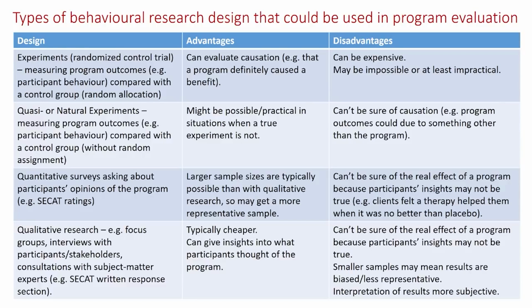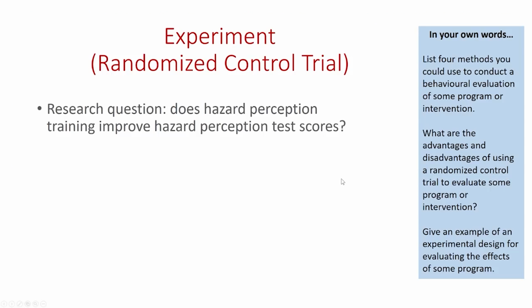Okay, so now let's look at an example of each of these four types of design. Let's talk about experiments first, or randomized control trials. Okay, so let's say our research question is that we've created some sort of hazard perception training intervention for drivers.